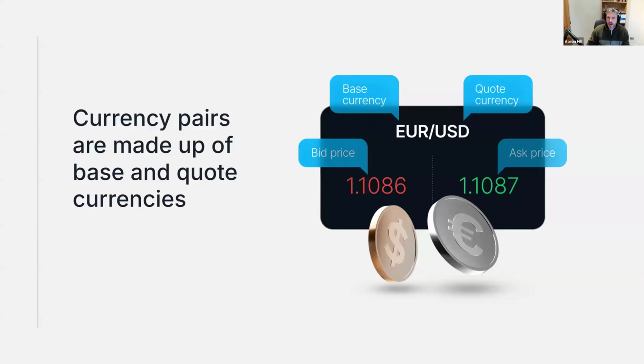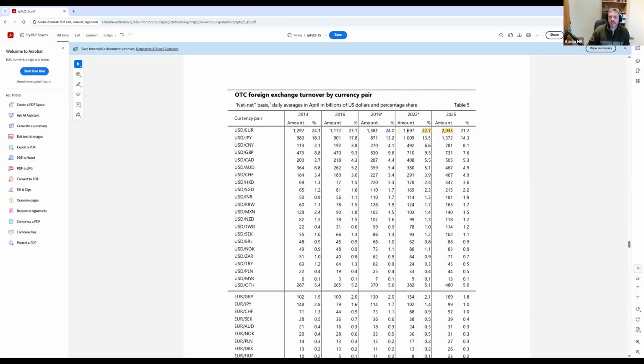Now, why is the euro dollar the most widely traded currency? Let me share my screen here because this is an incredibly important document and one I would highly recommend reading. This is the Bank for International Settlements, the OTC foreign exchange turnover. It's a big document, but now with AI, you can summarize everything. So do look into this.